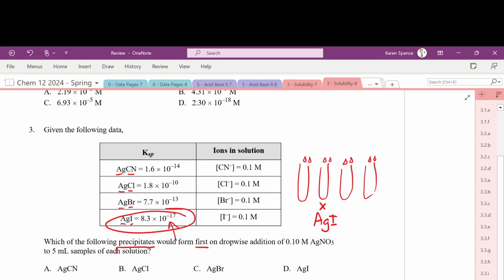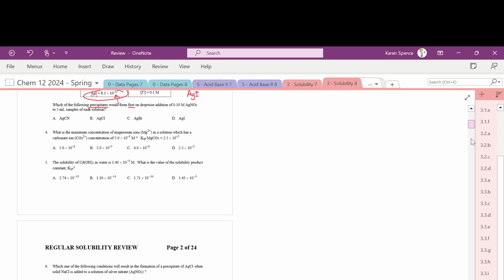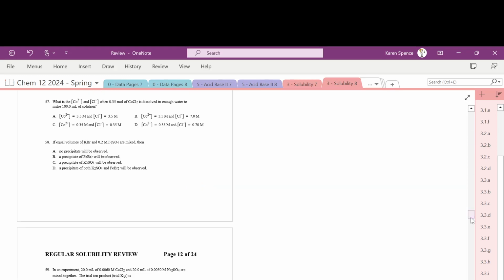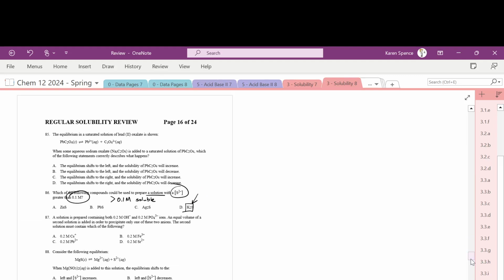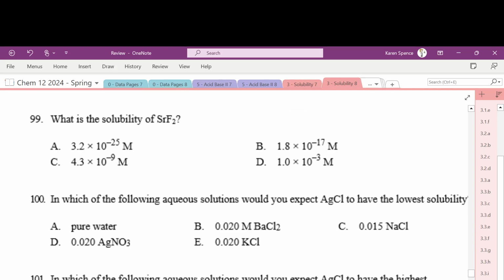100 is missing some units. So these should all say molar. This should say molar. This should say molar. This should say molar. Okay. Hopefully you guys can figure that out.